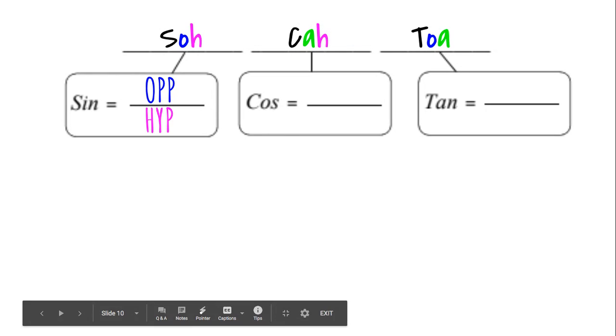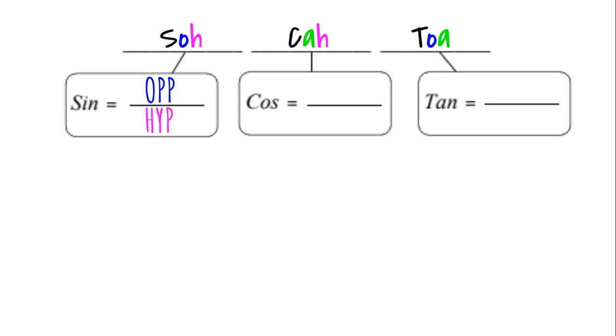SOHCAHTOA is the mnemonic for sine, cosine, and tangent. These are the trigonometric ratios that help us find missing side lengths. For sine, we always put the opposite side over the hypotenuse. For cosine, we always put the adjacent side over the hypotenuse. And TOA helps us remember that for tangent, we put the opposite side over the adjacent side.